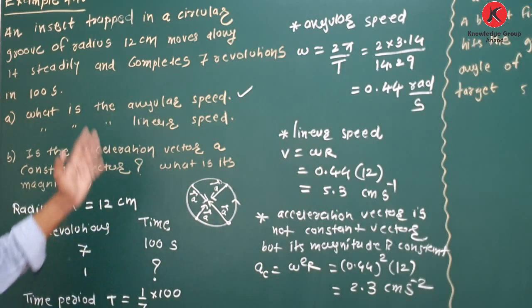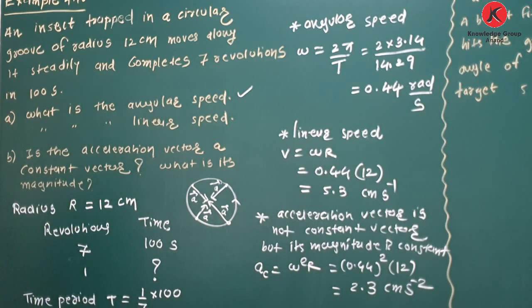Okay, so yes, it is one question based on circular motion. You have to remember this thing first. For 7 revolutions, time is 100 seconds. Then for 1 revolution, what is the time? And for 1 revolution, it is called time period. Clear about this?